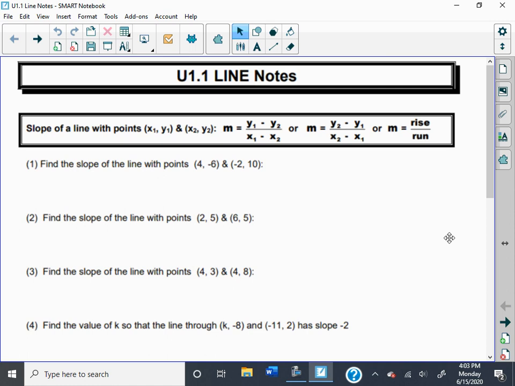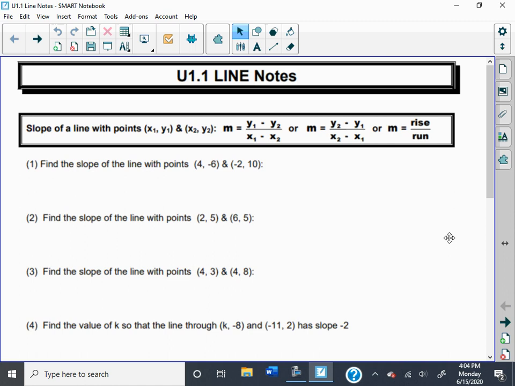And so we have two formulas, y1 minus y2 divided by x1 minus x2. So we're going to subtract the y's, put them on top, and then subtract the x's, put them on the bottom. Or you could do y2 minus y1 divided by x2 minus x1. If you're looking at the graph of a line, you could also do rise divided by run. And that's just how high you're going, so vertically, divided by your horizontal run.